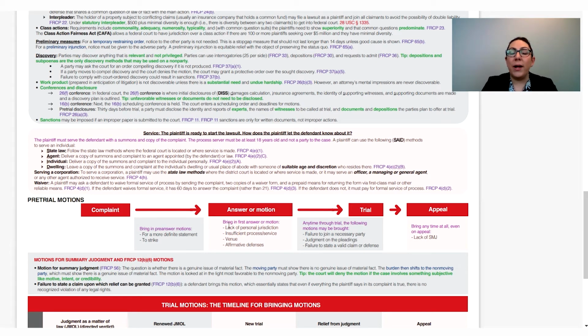So service requires the defendant to be served with the summons and the complaint. The person serving the summons and the complaint actually can't be a party. So a plaintiff can't serve his or her own summons and complaint. The plaintiff would have to hire someone. This is who we would call a process server to serve the summons and complaint on the defendant. And the person serving has to be over 18. So over 18 and not a party are the requirements that you have to meet to be able to serve process. So how does one serve process?